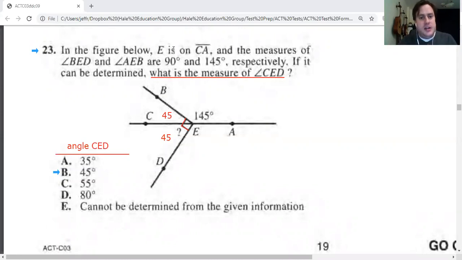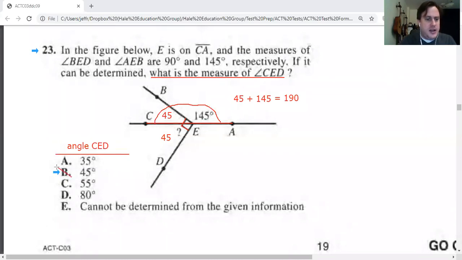Now, I also see that I have this straight angle here, this straight angle CEA. Now this has to add up to 180 degrees, but if you actually do the math, which I hope you do because we're doing math here, 45 plus 145, what does that equal? Well, that's 190, which it's got to be 180. So answer choice B is not the right answer.